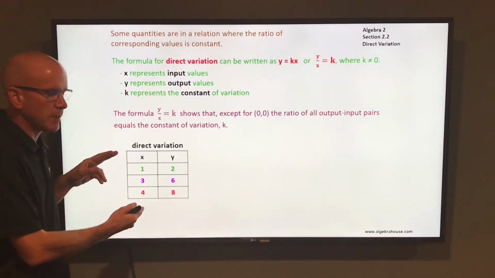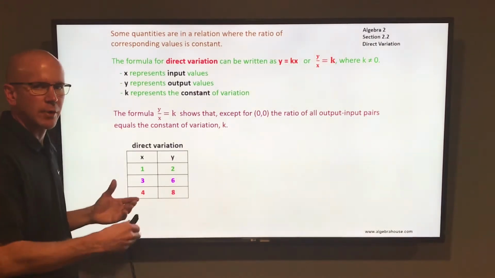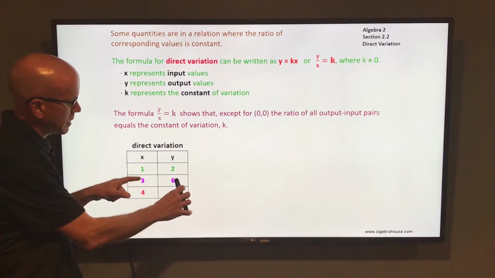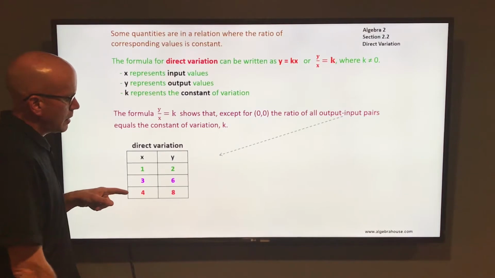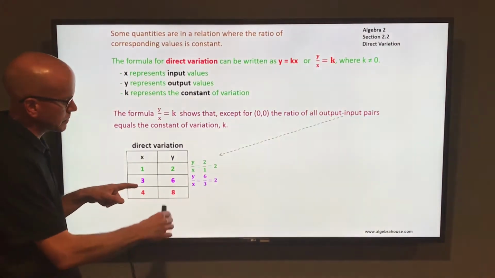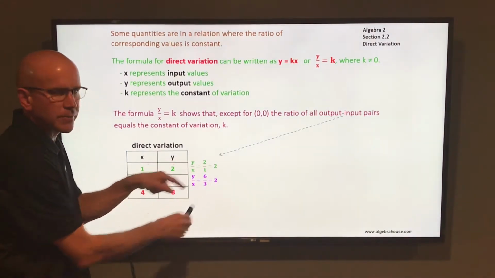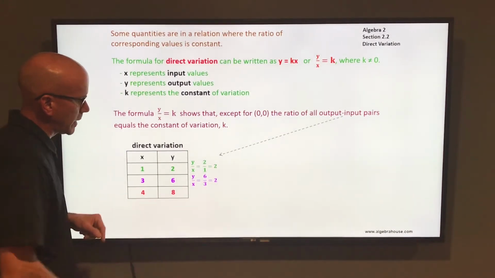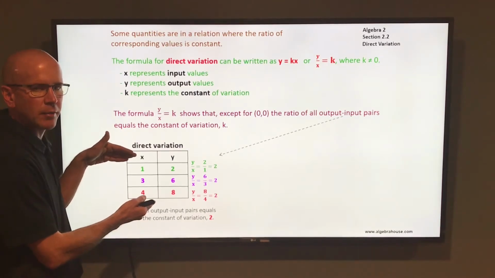So here is an example of direct variation. These points represent y varying directly with x. Notice, if you divide y by x, so if you divide 2 by 1, that's going to be 2. Likewise, if you divide 6 by 3, that's also going to be 2. So each time we're dividing y by x, we're getting the same thing. We're getting this constant of variation of 2. 8 divided by 4, if you divide y by x, that is 2. So those set of points is an example of direct variation.